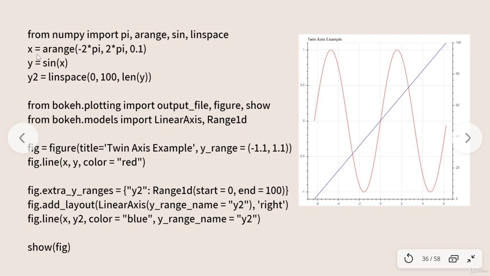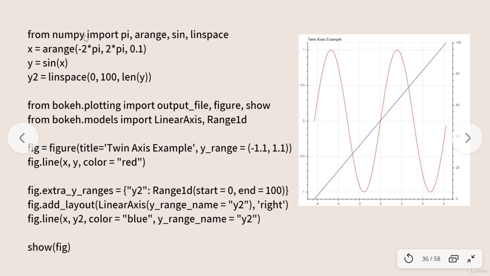Y would produce a sine series of x values. So whatever would be the x, y would be the sine series of x. And for y2, I have used the linspace function. I want to produce numbers between 0 to 100 and length equal to y. That means the total number of points that I want to produce would be equal to the length of this y variable. That's the len function.